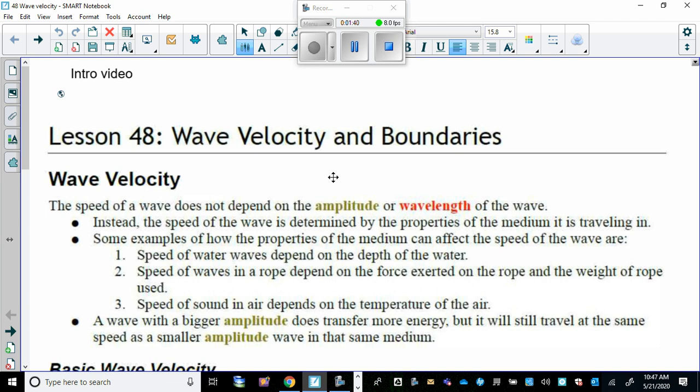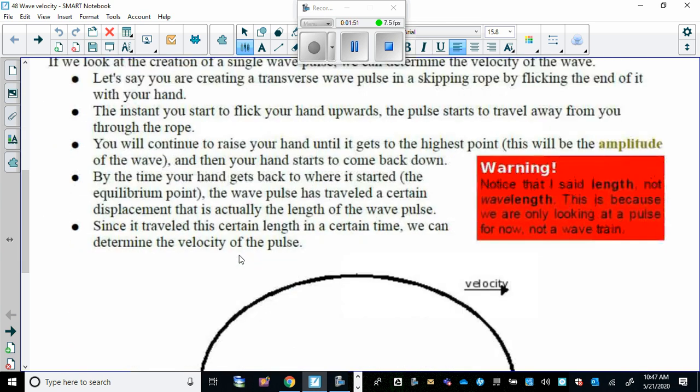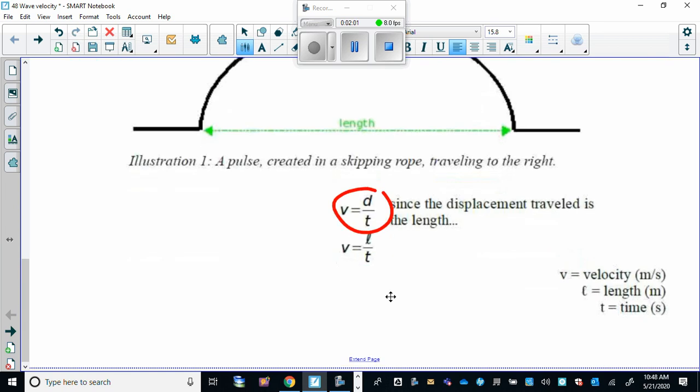So waves obviously have a speed. They have a speed and an amplitude. Amplitude is the size of the wave. Speed is obviously the speed of the wave. And the basic wave velocity is based on your favorite formula, and mine. Velocity equals distance over time.